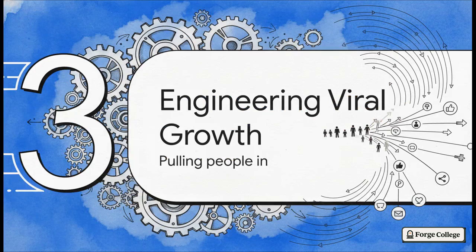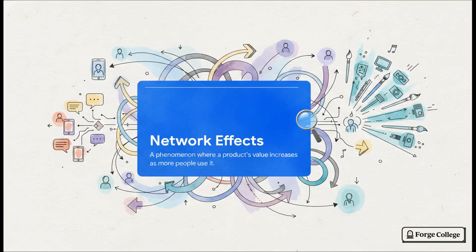All right, Section 3, engineering viral growth, pulling people into the square. So the main fuel for this whole growth engine is something called network effects. Basically, it's this idea that the more people who join the network, the more valuable that network becomes for everyone involved. You have direct effects, like how a new messaging app suddenly becomes super useful because all your friends finally downloaded it. And then you have indirect effects, where a massive audience naturally attracts an army of creators, which pretty much guarantees you an endless buffet of fresh content.